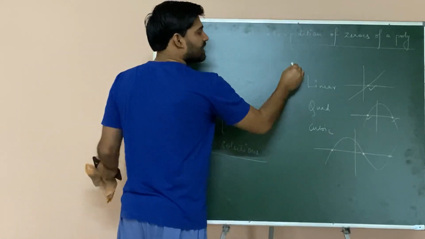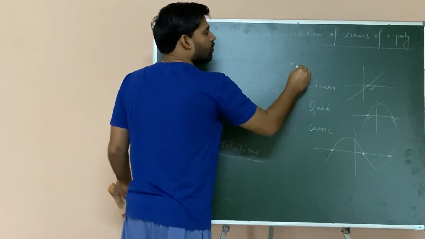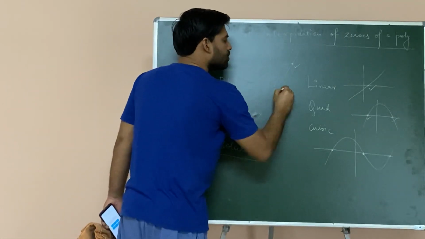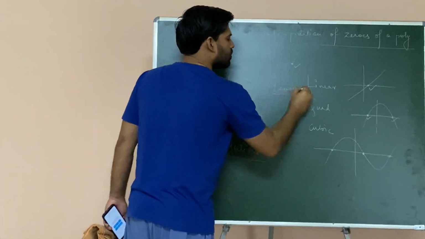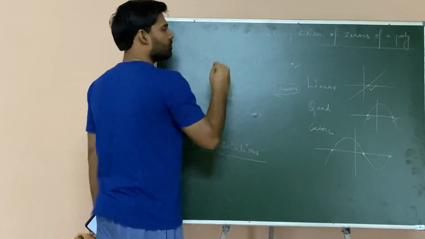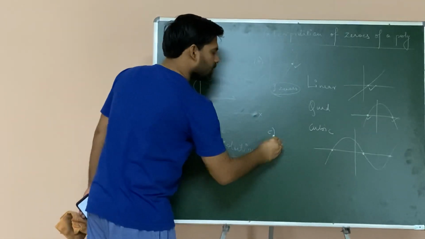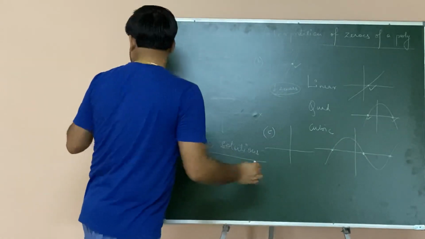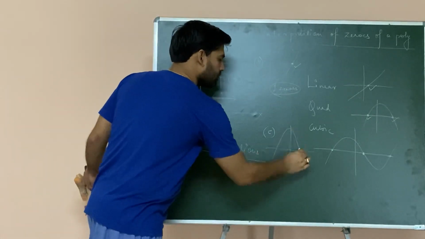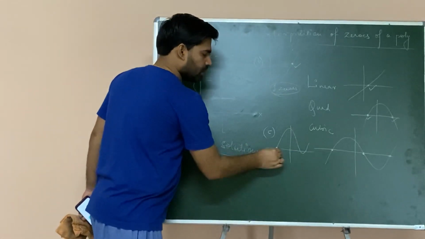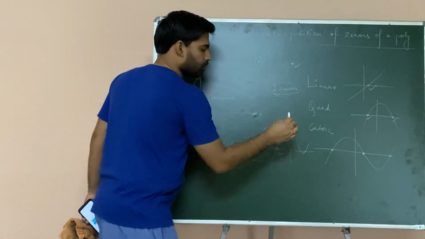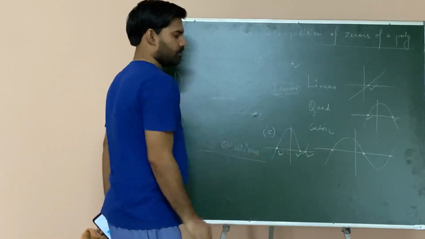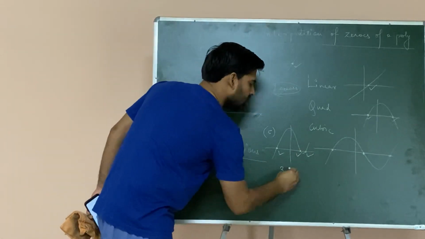So we will say the x-axis is intersected at 1 point only. So how many zeros are there? There is 1 zero. This is the B part. Moving on to the C part. At the C part you are having a graph like this. So here the x-axis is intersected at 1 point, 2 points, 3 points. So you will say there are 3 zeros.